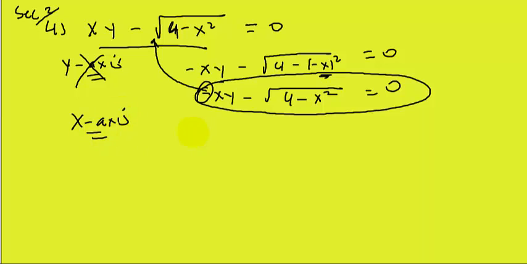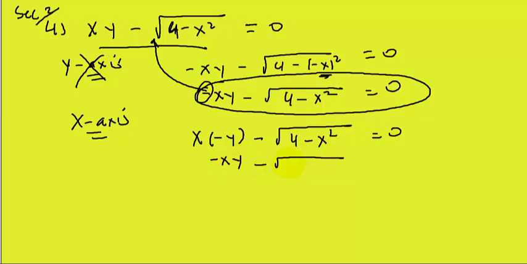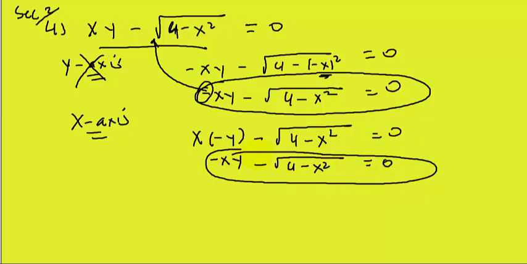Now let's check the x-axis. X-axis, this time we're going to replace y with a negative y. So it'll be x times negative y minus square root of 4 minus x squared is equal to 0. Clean this up. Negative xy minus square root of 4 minus x squared is equal to 0. Now, does this look exactly like what we started out with? No, because this negative here again is a problem, so it's not symmetric to the x-axis.